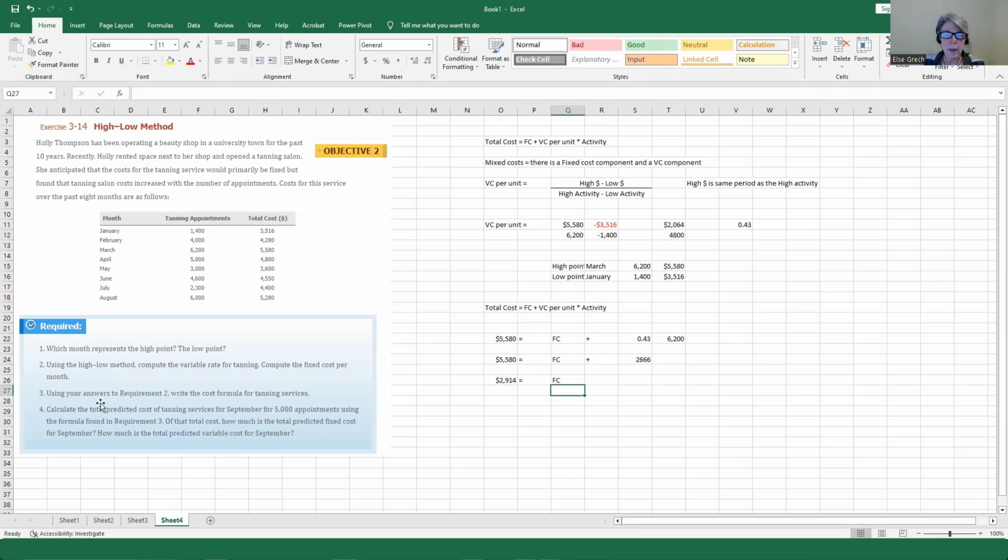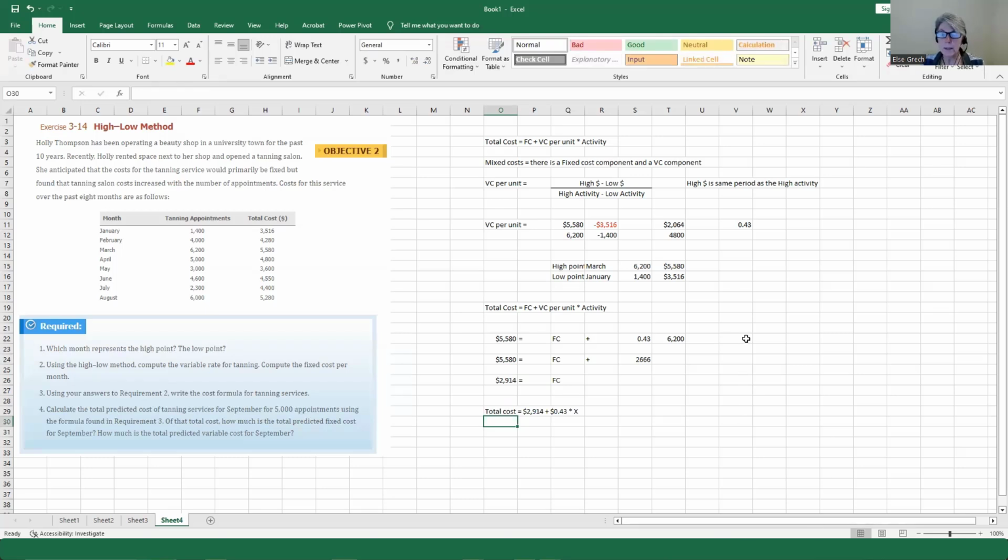Okay, using your answers to required 2, write the cost formula for the tanning services. Well, we can do that. We can say now that the total cost is equal to the fixed cost, which is 2,914, and add in the 0.43 multiplied by X, which is the activity.